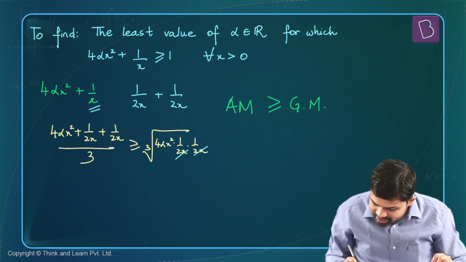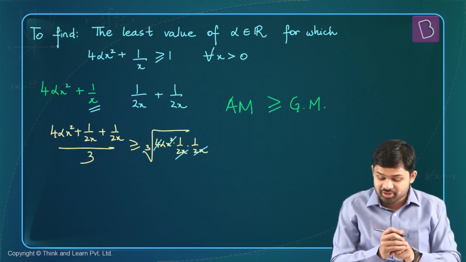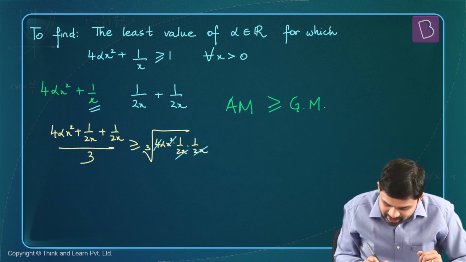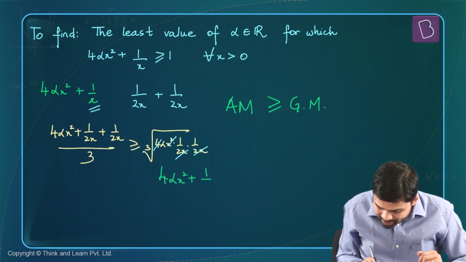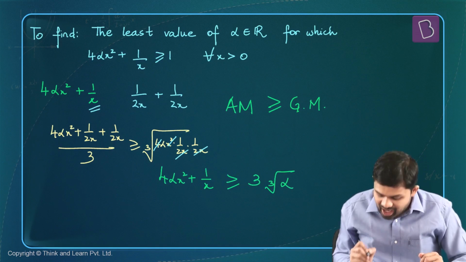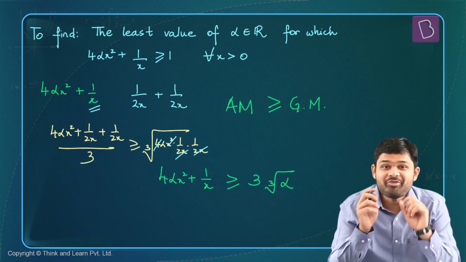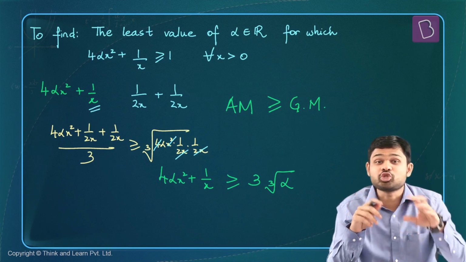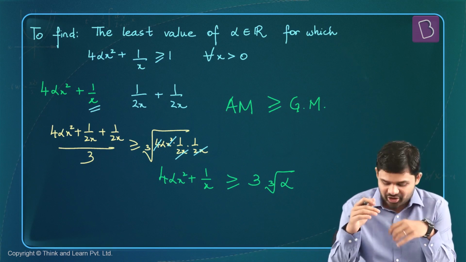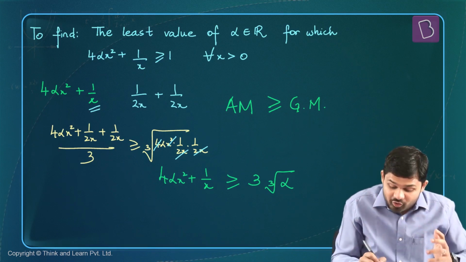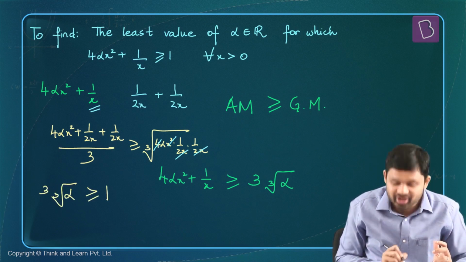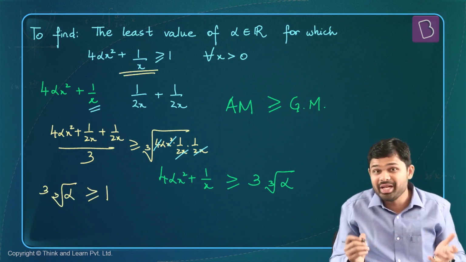So now this 1 by 2x is going to cancel out with the 4x squares, and the left hand side is your expression which you are interested in. That's going to be nothing but 4 alpha x square plus 1 by x. That's going to be greater than or equal to 3 times the cube root of alpha. Now we want 4 alpha x square plus 1 by x to be always greater than or equal to 1. And we know that 4 alpha x square plus 1 by x is greater than or equal to 3 cube root of alpha, which would mean that your 3 cube root of alpha should actually be always greater than or equal to 1. Only then this condition will be satisfied.